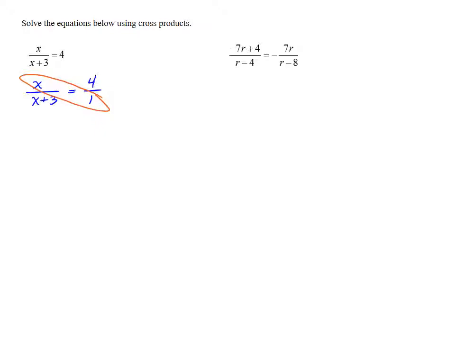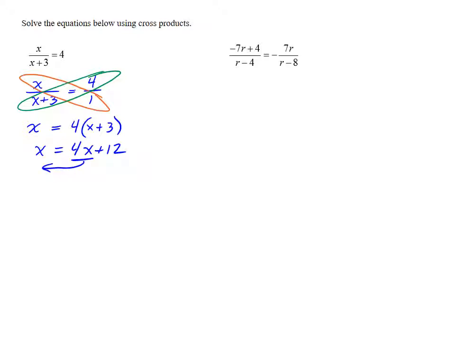x times 1 is just going to be x. And then 4 times all of that first denominator. Make sure you use parentheses and distribute. So I'm going to have x times 1 is x equals 4 times x plus 3. Distribute that 4. We're going to get 4x plus 12. We have two x terms. Let's move the x's to one side. So I'm going to subtract the 4x to get it away from the 12. So x minus 4x is negative 3x equals 12. Divide out the negative 3, and x is equal to negative 4.